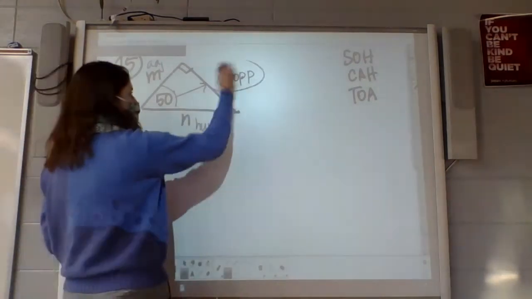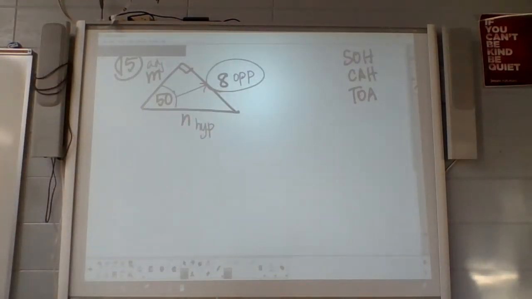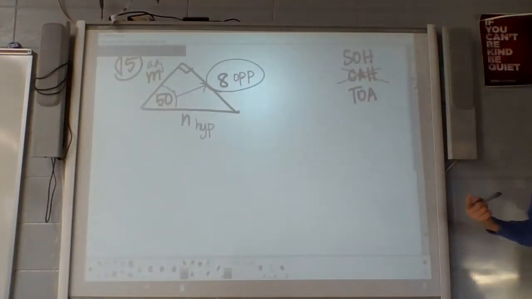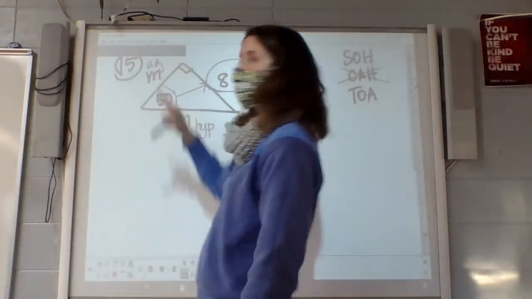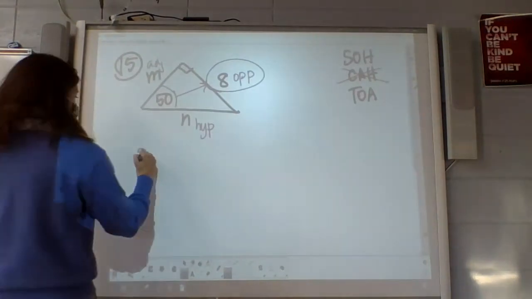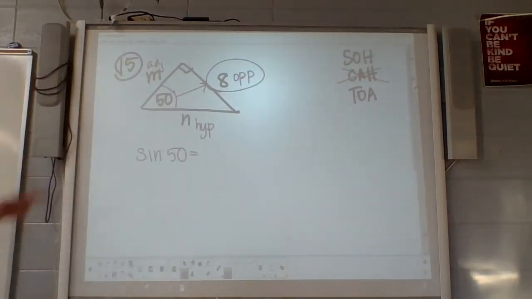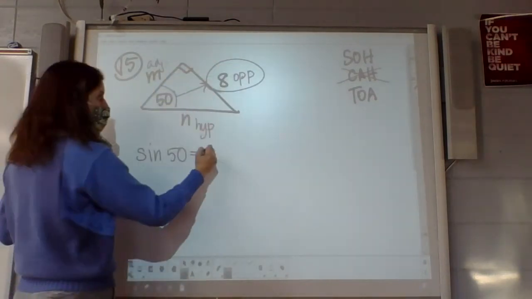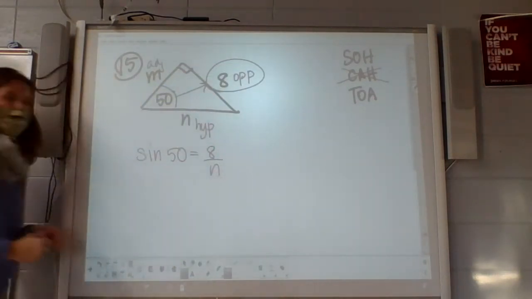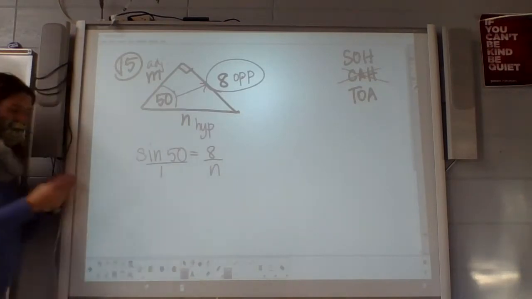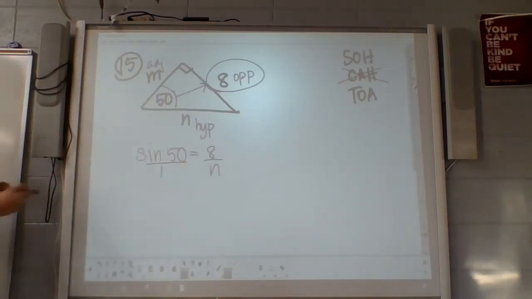So if we have the opposite side, I know I have to use one of the trig functions with the opposite side. So I have to use either sine or tangent. Does anyone have a preference? No? Okay, we'll go sine. So sine of our angle, which is 50 degrees, equals opposite over hypotenuse, O over H, so 8 over N. This is one of the ones where the variable's in the denominator. So I have to put this over 1, and then I can cross multiply and set them equal.